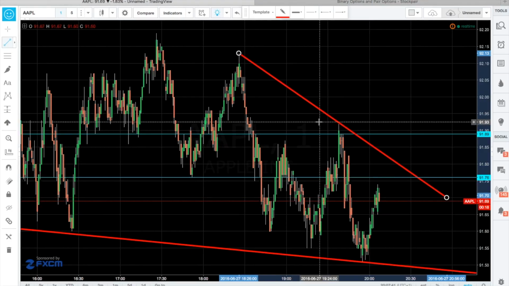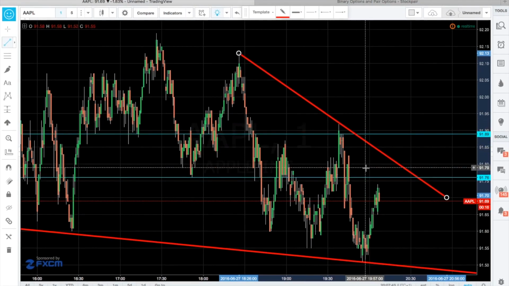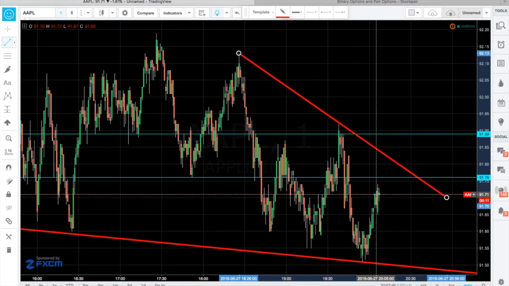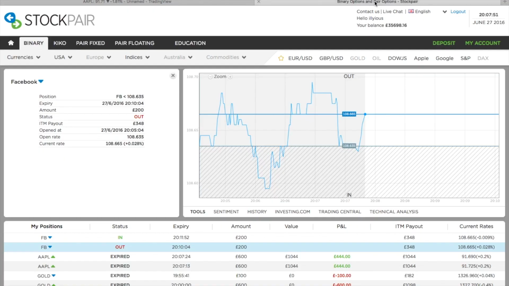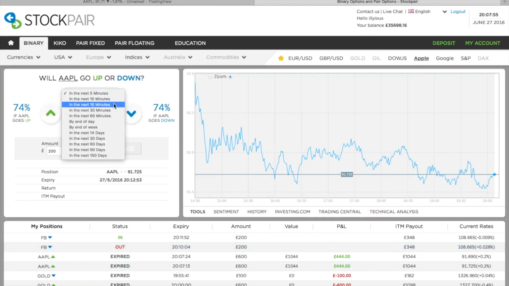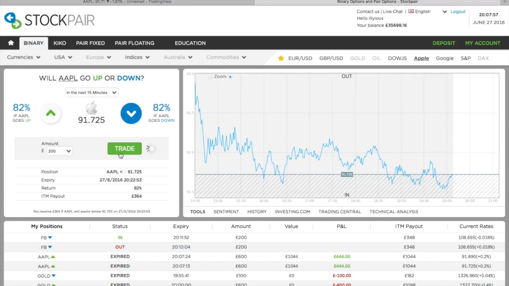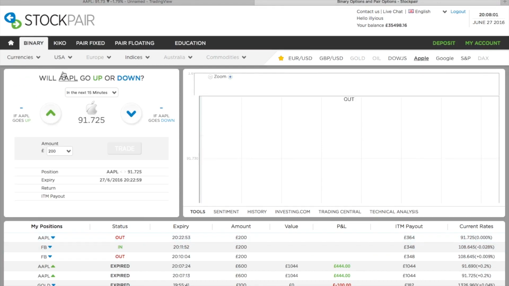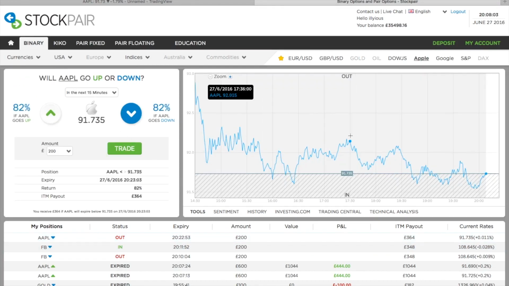And this is just drawing really simple support and resistance lines. I have a feeling Apple's going to be going down now. It's been budging around this area for a while, so I'm going to put a 15-minute trade in for Apple. And you can see a nice line just there, if you can see that. Set a nice line just like that. And in the next 15 minutes, it's definitely going to be going down.